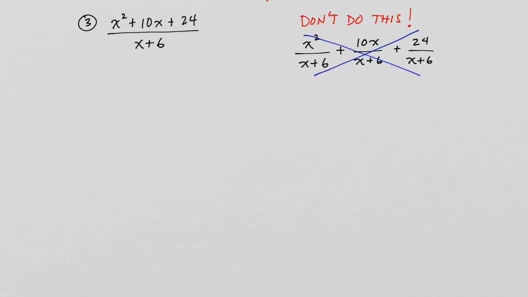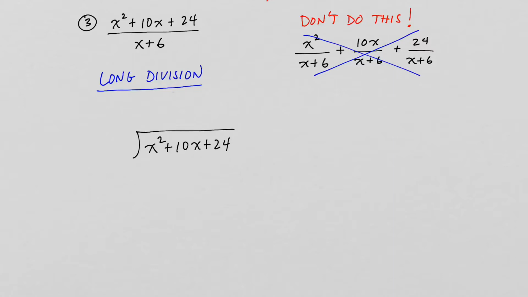So instead, what we need to do here is we need to use long division. And the way long division works, if you don't remember, is you take the numerator, which in this case is the trinomial, and you divide it by the denominator, which is the binomial. So this is the setup for doing the problem.